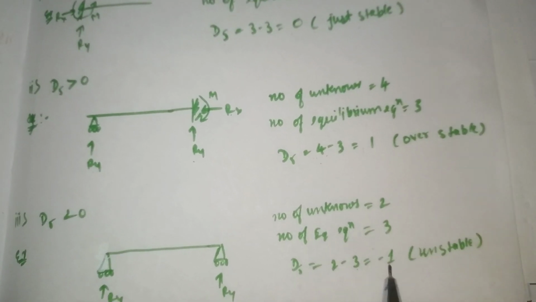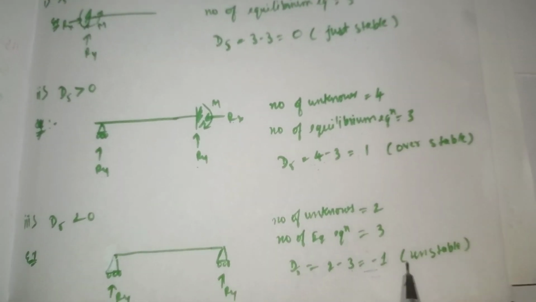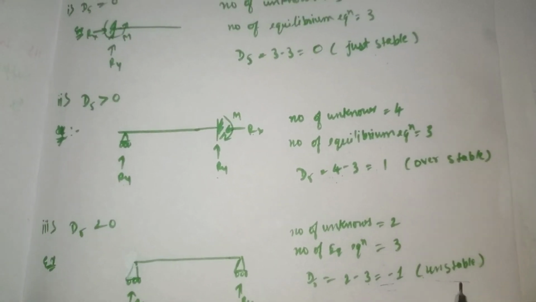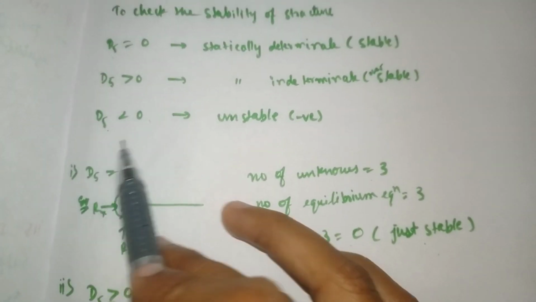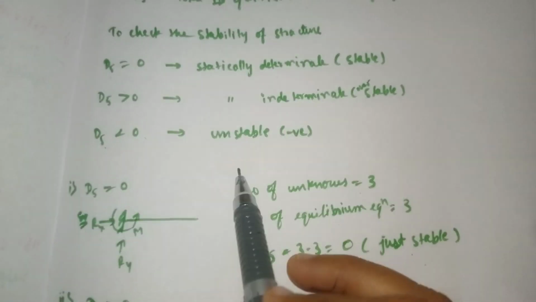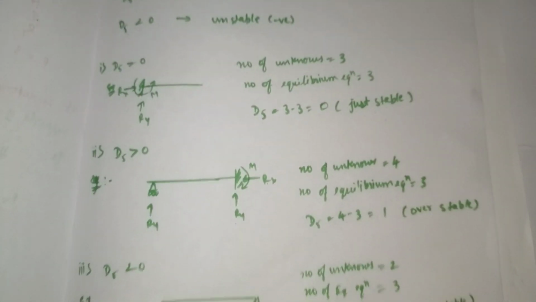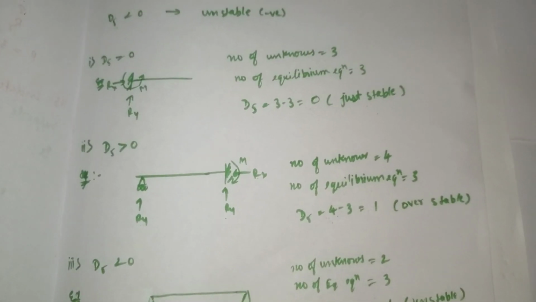So our answer comes out negative. So the structure is called an unstable structure. Whenever the ds value is less than 0, then the structure is called an unstable structure. So this is the example for that structure.